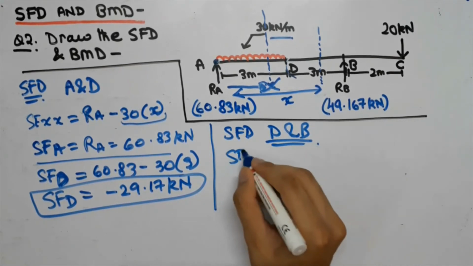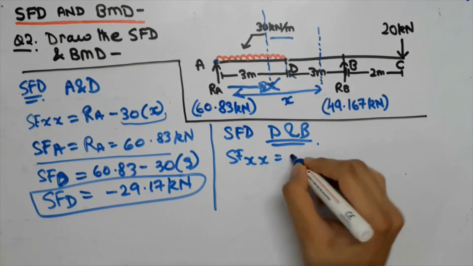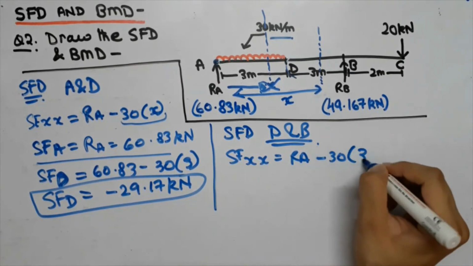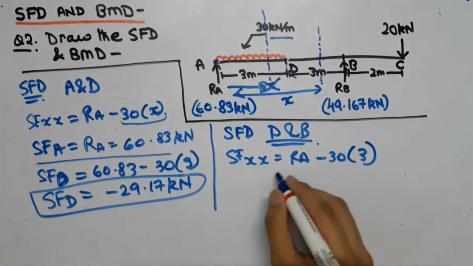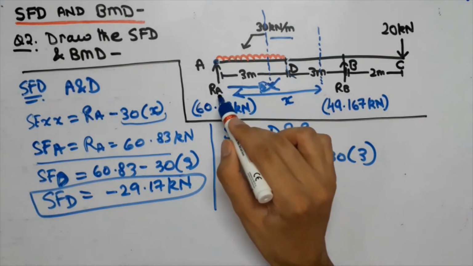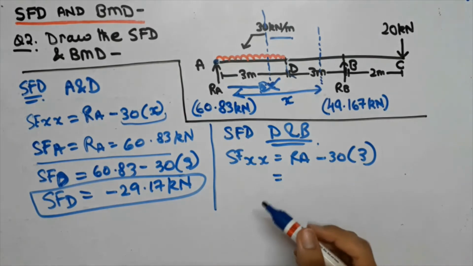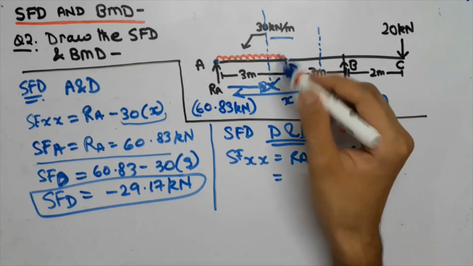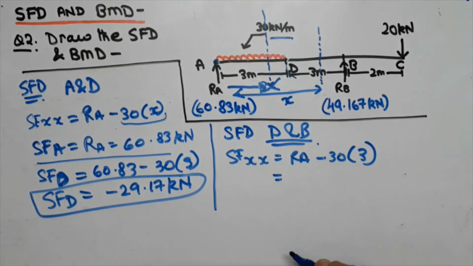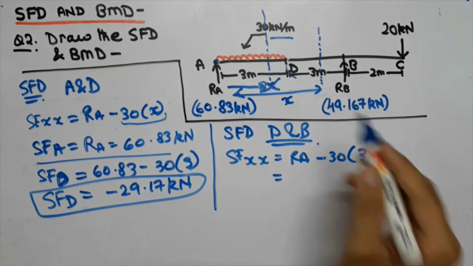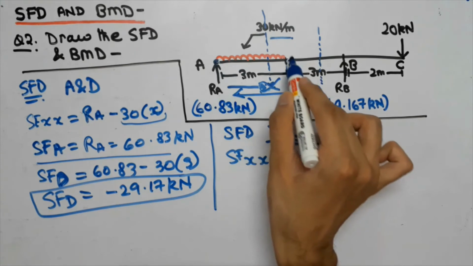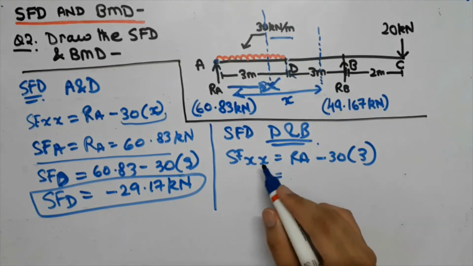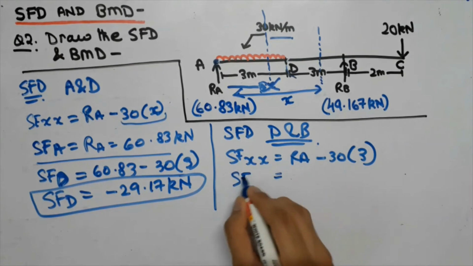So first of all we are going to write the shear force equation, which will come out to be RA minus 30 into 3. Now guys, you will see that we have force RA which is acting upwards, so it is taken to be positive, and similarly we have taken the UDL force which is acting downwards to be negative, and we have multiplied by 3 because now we are considering this whole part of UDL. So now we will find out the value of shear force at point D. That is, we will write it as SFD.